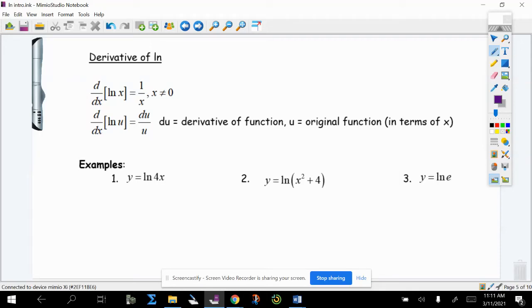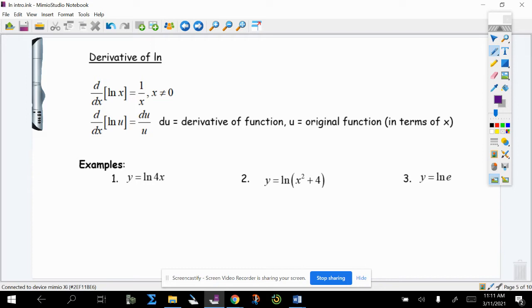Now that we have a little bit of background knowledge on natural log and what it was, we're going to look at how we derive it. We're going to look at what if it's just the natural log of x, and then what if we're trying to derive the natural log of some function of x, which we're going to use the letter u to indicate that inner function again.